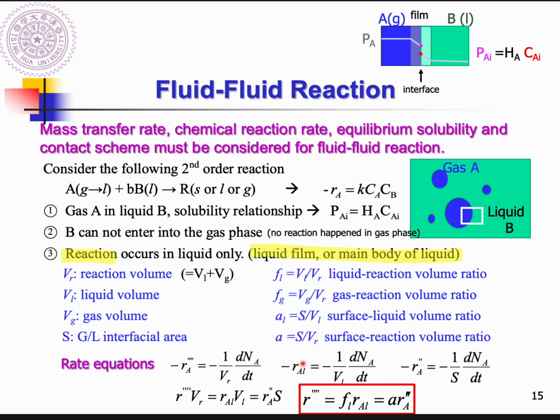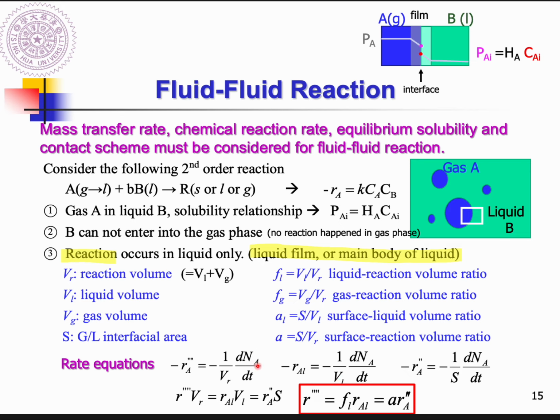And from the previous slide, we also use the double prime to represent the consumption rate of reactants per interfacial area. And the one we learned in lecture 6 is the consumption rate of reactant A per liquid volume. Everything happens in the liquid, so we divide by the liquid volume.